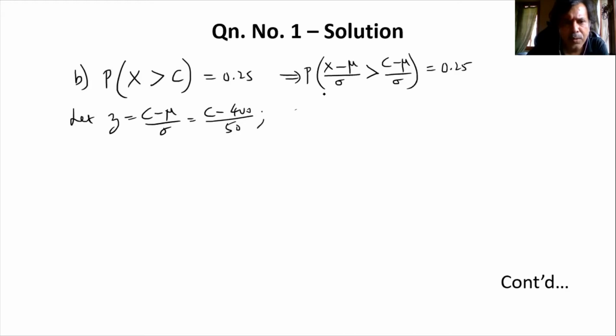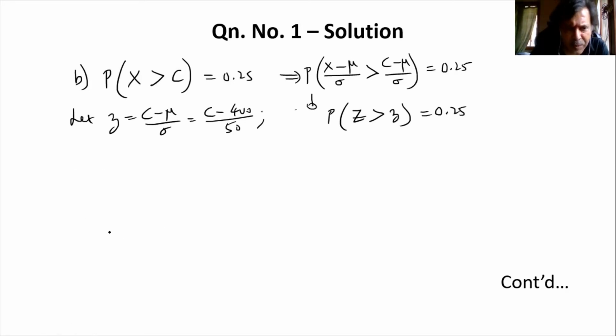So what I will do now, I will rewrite this probability as probability of, this is z. We know that x minus mu by sigma is z, greater than small z is equal to 0.25, right? So now we need to identify what is that z value. What is that small z?